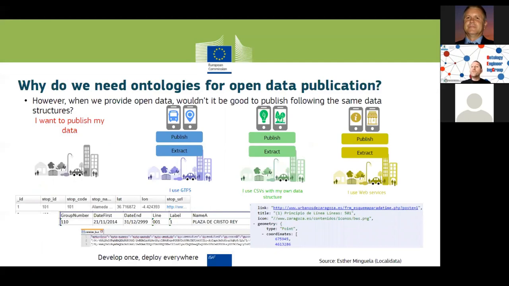Well, basically, when we are providing open data, it would be really nice to publish following the same data structures. Just imagine different cities willing to provide data, for instance, about transport or mobility. Some of them will be using GTFS, some of them will be using their own CSVs, some of them will be using web services. And in fact, you have over there on the bottom several examples of how different cities are publishing their data. This goes against the principle that most developers and producers would like to use, which is develop once and deploy everywhere.